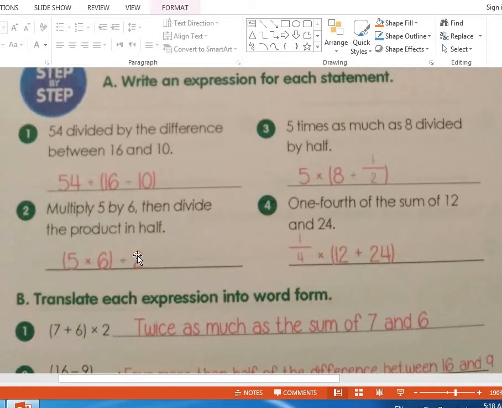Here 5 times 6, then divide the product in half. Divide the product means the answer of the multiplication process. Half means what? 2. Half here means 2. Divide the product into half.